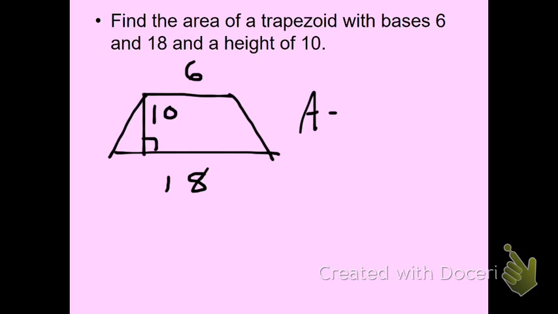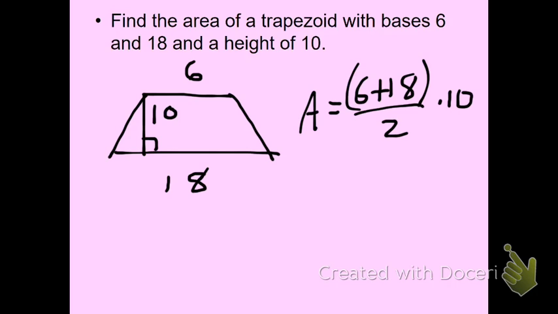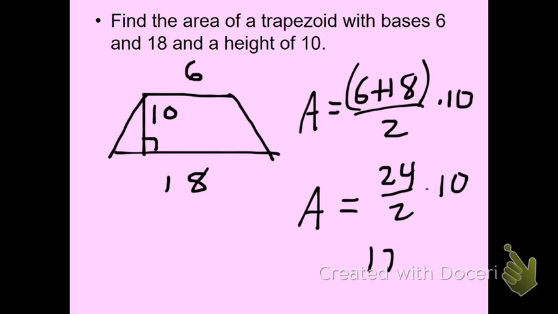So the area is just going to be, add the bases together, so 6 plus 18, divided by 2 times the height. So that comes out to 24 over 2 times 10, so 12 times 10 is 120, and it's an area, so it's going to be in square units.